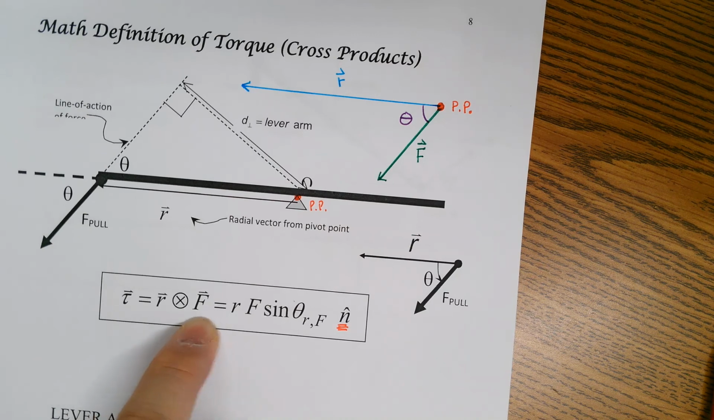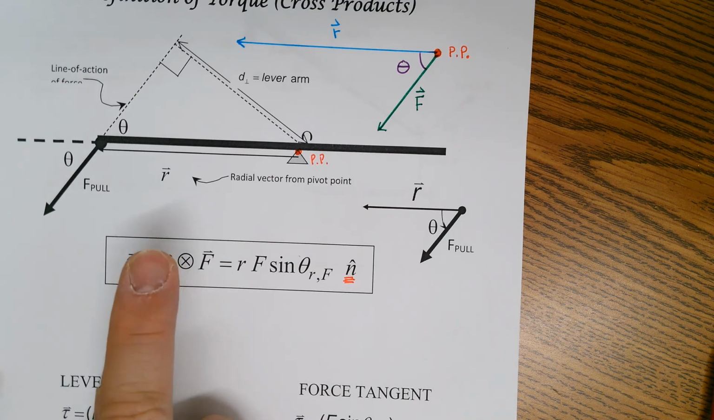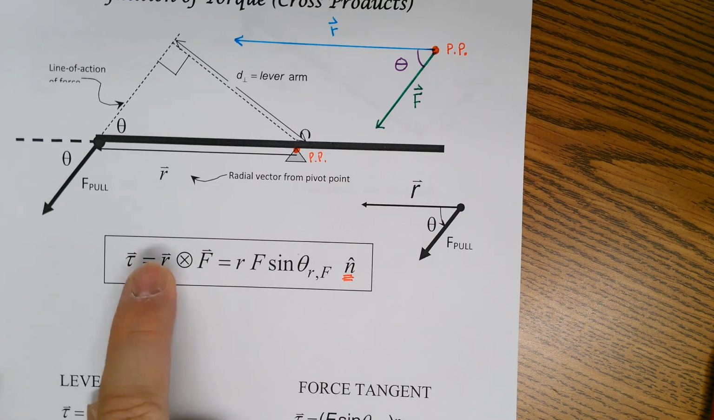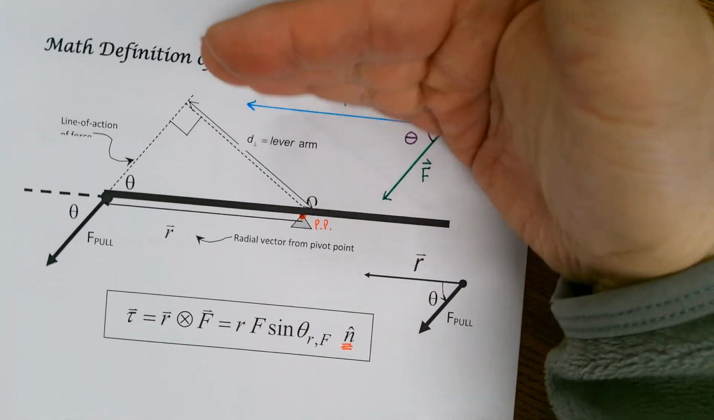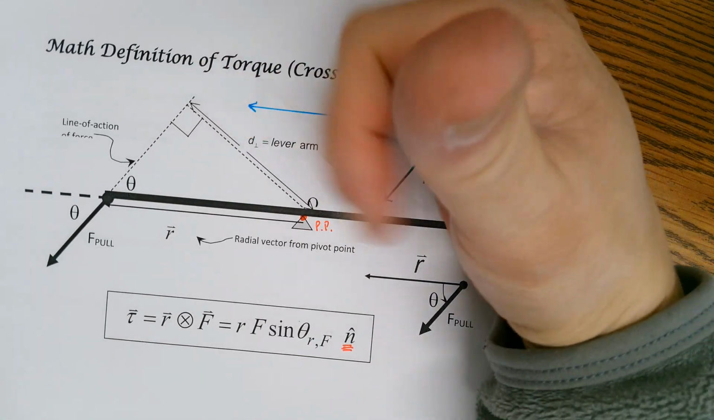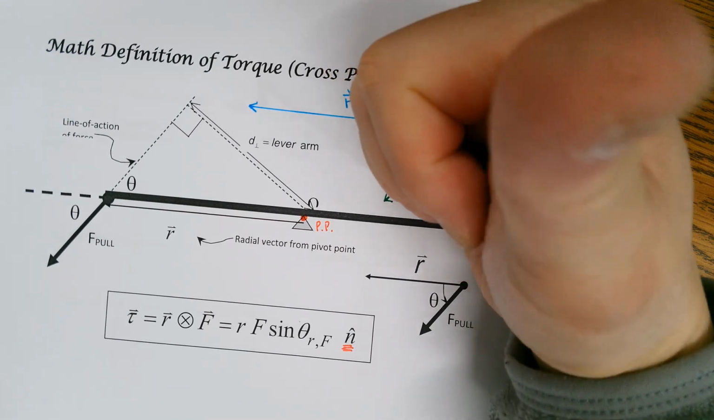Don't get this mixed up. The order of R and F is very important. It's not F cross R. It is R cross F. So the first vector must be R. That's where your fingers go. And then you curl it towards your force. And your thumb represents the z hat.